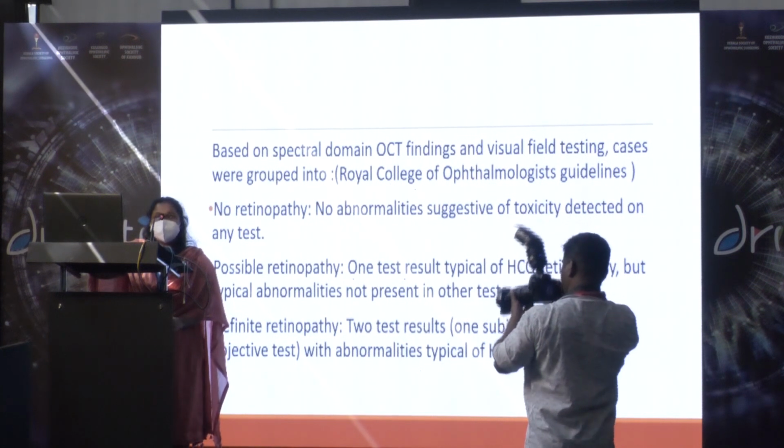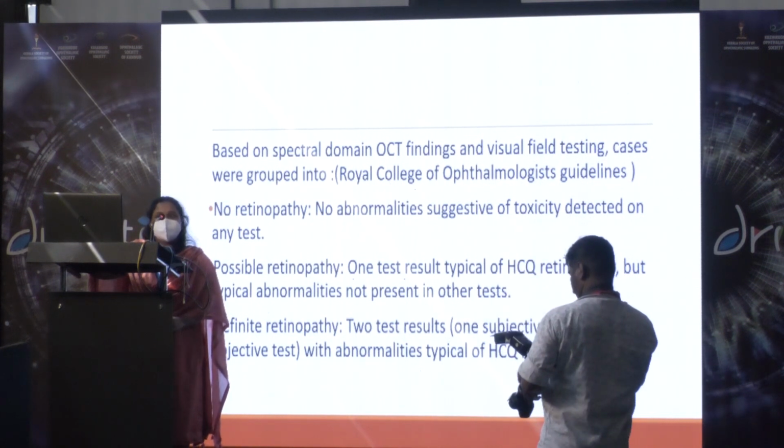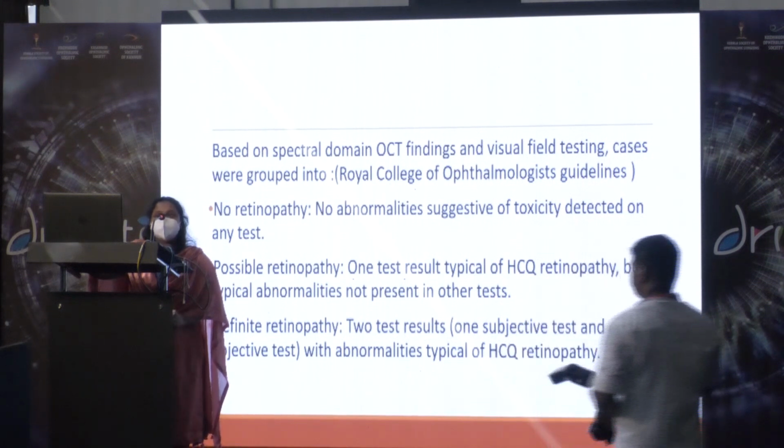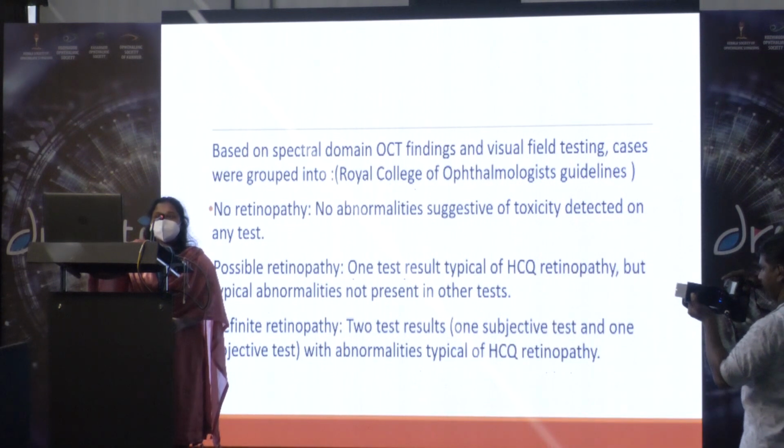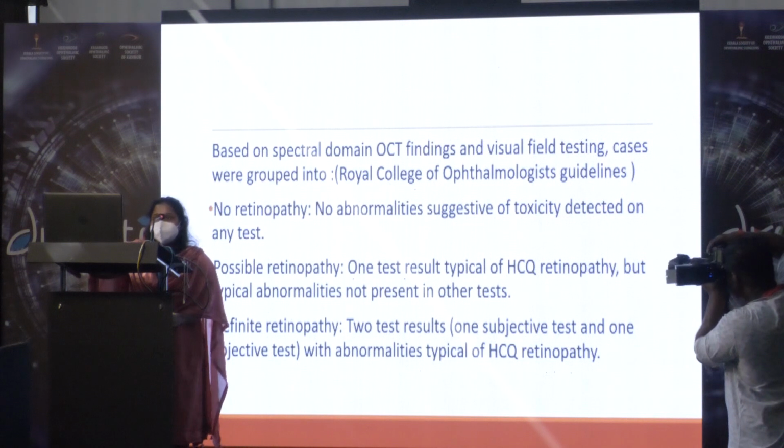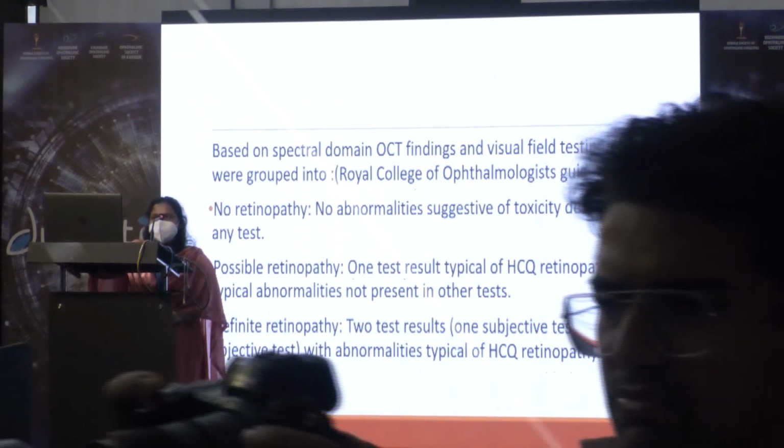No retinopathy means no abnormality suggestive of toxicity on any test. Possible means one test shows results typical of HCQ retinopathy but the typical abnormality is not present in the other test. Definite retinopathy: both subjective and objective tests show abnormality.